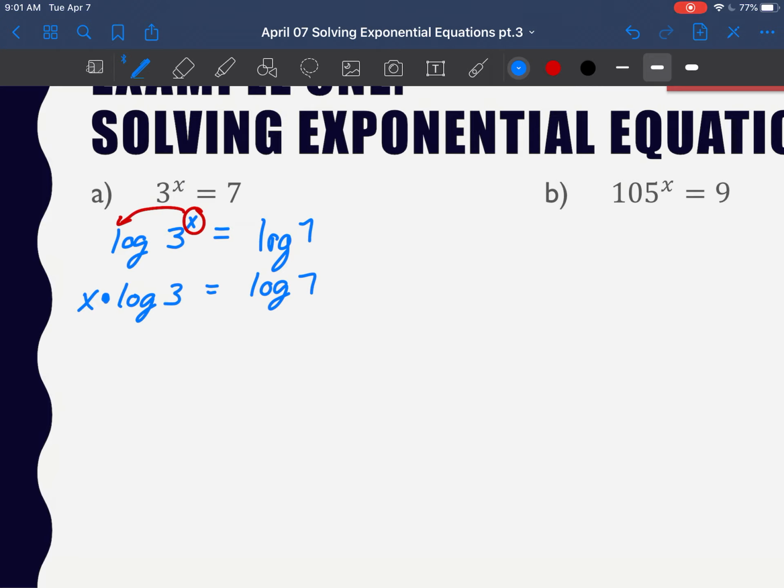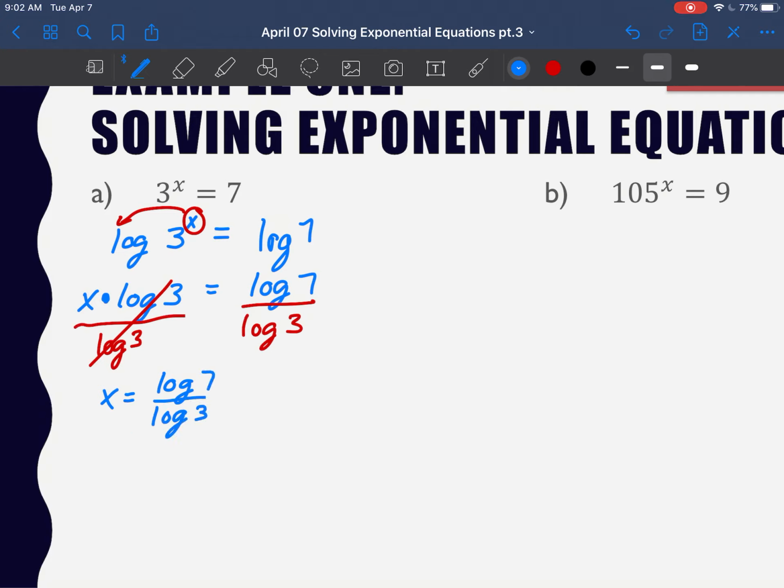Then the goal is to solve for x, right? So that means that we need to get rid of this log 3. In order to get rid of the log 3, well, the log is multiplying the x, so the opposite would be to divide. So we're going to divide both sides by log 3. What that's going to do on the left side is cancel it out, leaves you with just x. So that's what we were looking for. Then on the right side, you get log 7 divided by log 3.